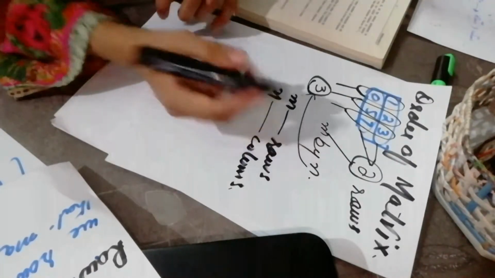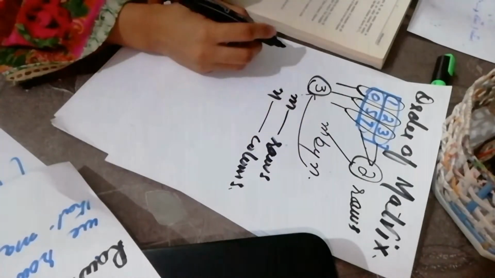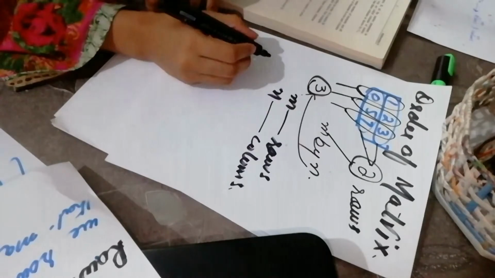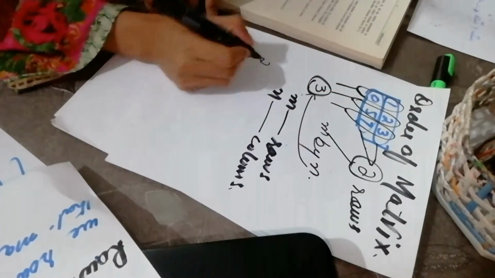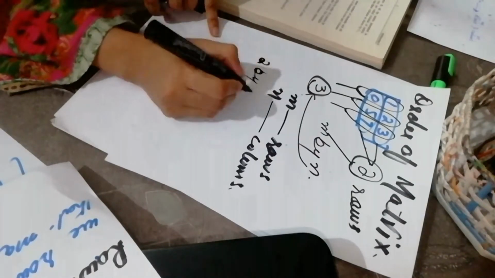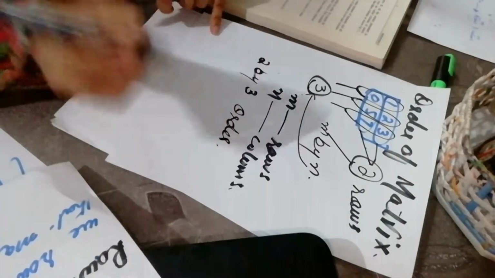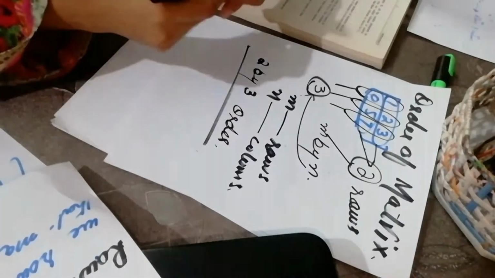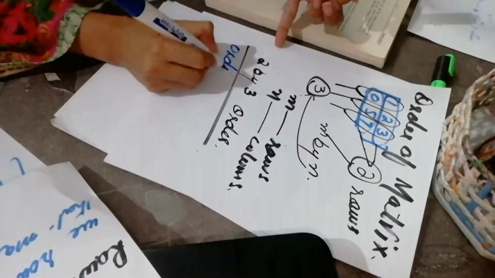So according to the formula, we have 2 rows and 3 columns, so this matrix has 2 by 3 order. This is called the order of the matrix.